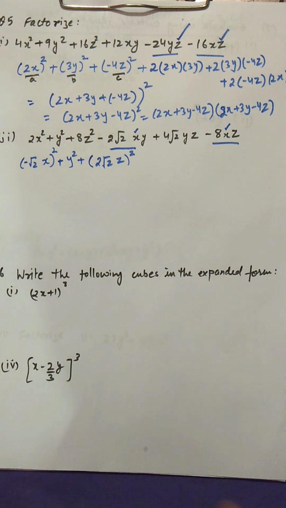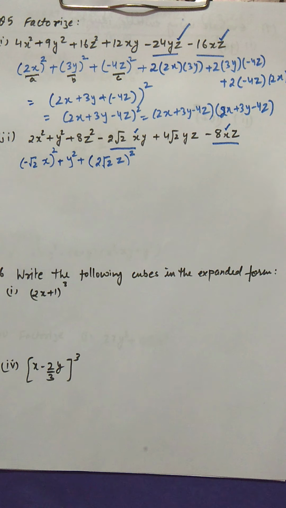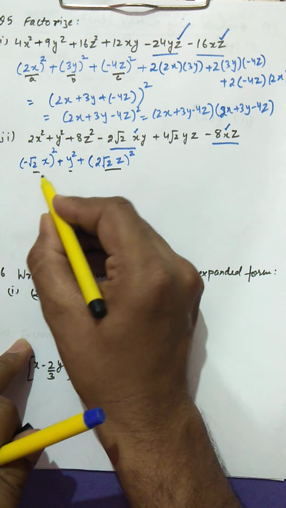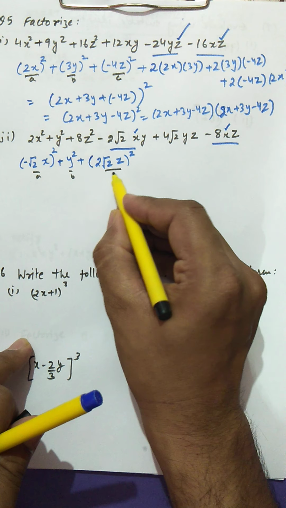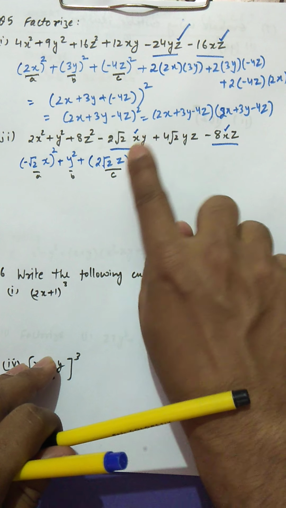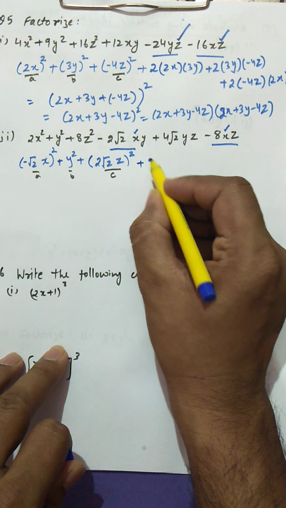Next, after this you have found a, b, c. As I told you earlier, after finding a, b, c, this is your a, this is b, and this is c, you will not write these terms. You will just write after this 2ab, 2bc and 2ca. So I'm going to write this 2ab.